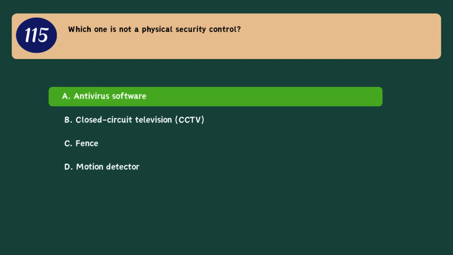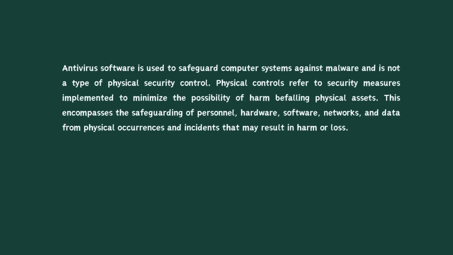Correct answer: A. Antivirus software. Antivirus software is used to safeguard computer systems against malware and is not a type of physical security control. Physical controls refer to security measures implemented to minimize the possibility of harm befalling physical assets. This encompasses the safeguarding of personnel, hardware, software, networks, and data from physical occurrences and incidents that may result in harm or loss.